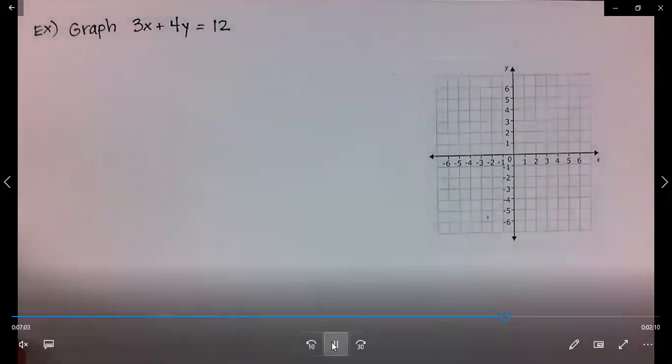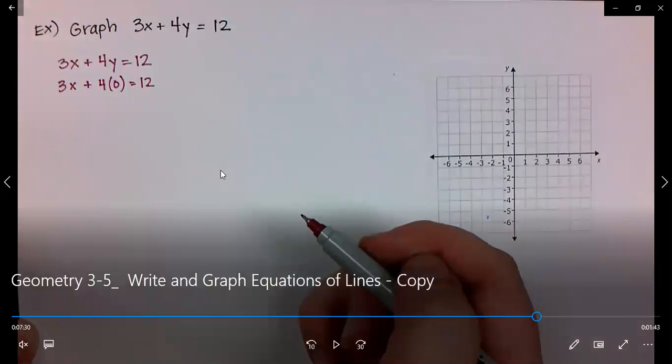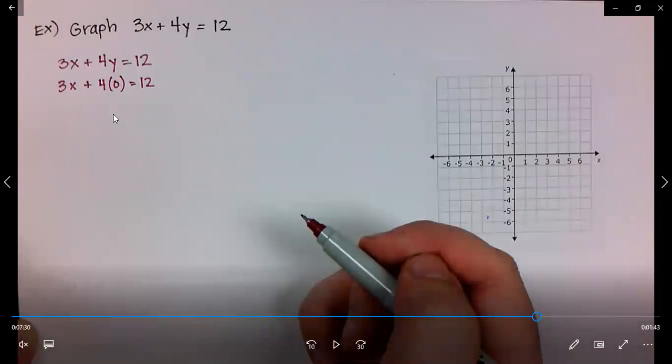We have another question here. The question is, we want to graph 3x plus 4y equals 12. Then we can find the y-intercept and the x-intercept. The y-intercept means x equals 0. The x-intercept means y equals 0.